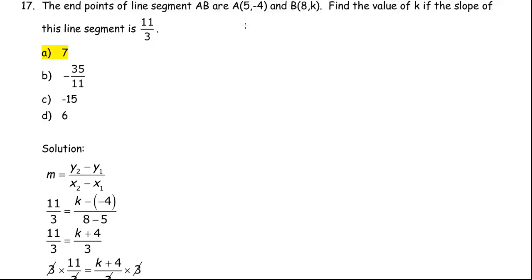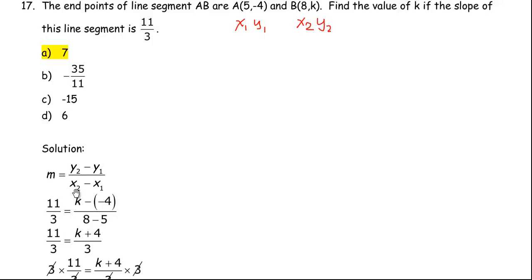I'm going to call these points x1, y1. I'll call A my first point, and B is the second point. So the 8 is x2. The k value is the second y coordinate, or y2 value. So in my slope formula, in the numerator, y2 minus y1 would be, y2 is k, and y1 is -4. So k take away -4 will be on top.